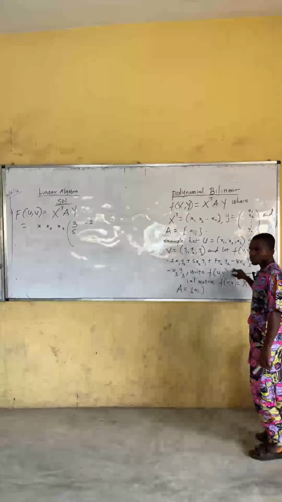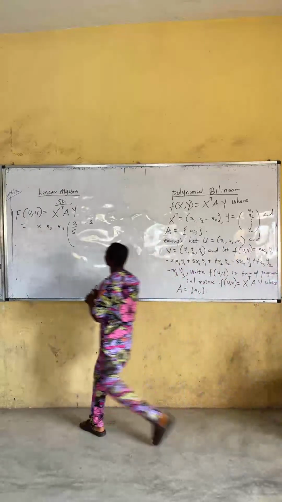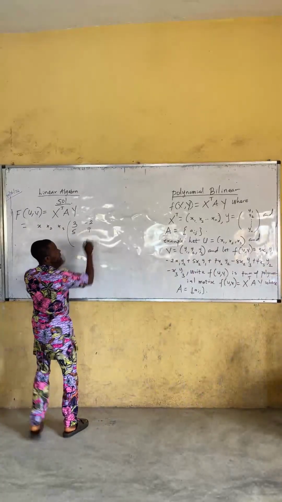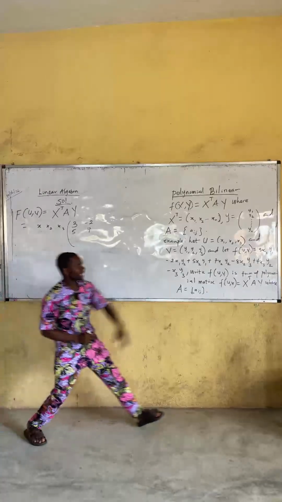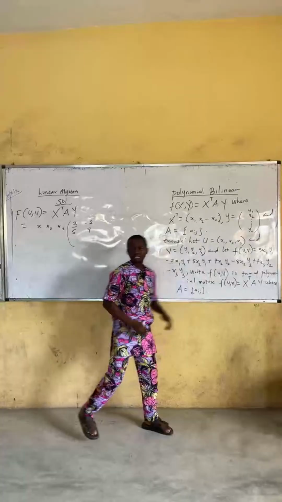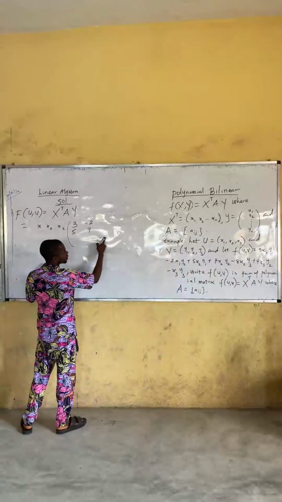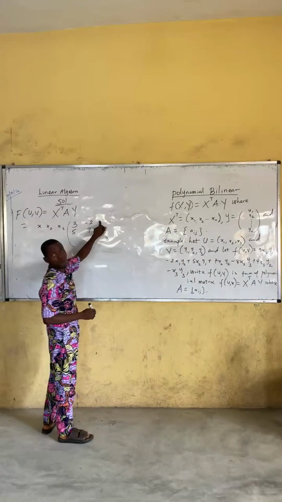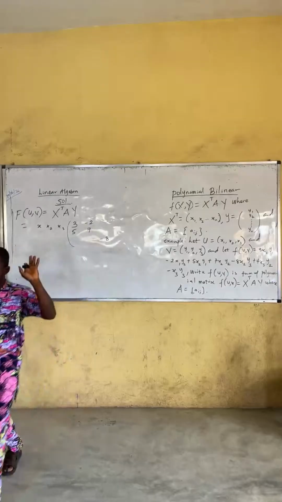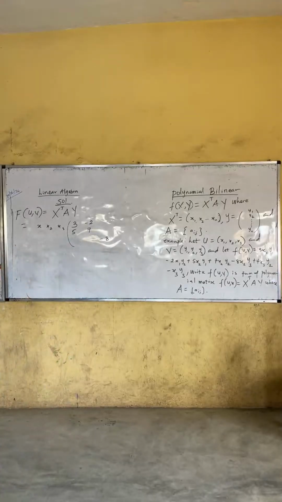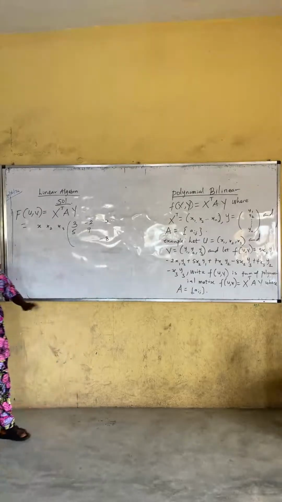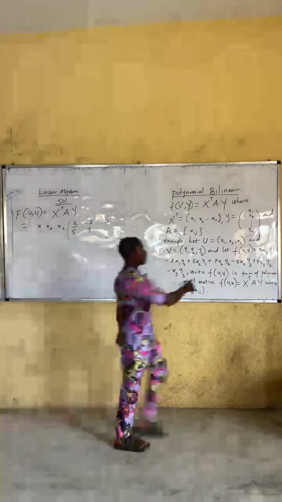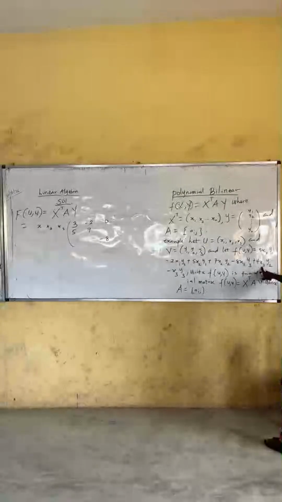I move to the next one, 7x2, y2. What's the meaning? Second row, second column, and what is there? 7. Then minus 8x2, y3, second row, third column. Is there x1, y3? Since there is no x1, y3, which is first row, third column, you put 0 there. Then we move to the last ones.